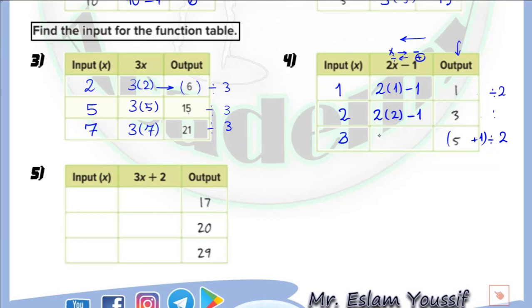Again, if the input equals 3, so 2 multiplied by 3 minus 1. 2 times 3 equals 6. Minus 1, the answer will be equal to 5. That will be the output. So to find the input, if the given is the output, we use the inverse operation.